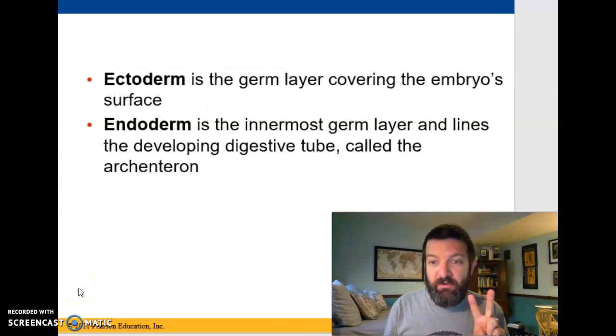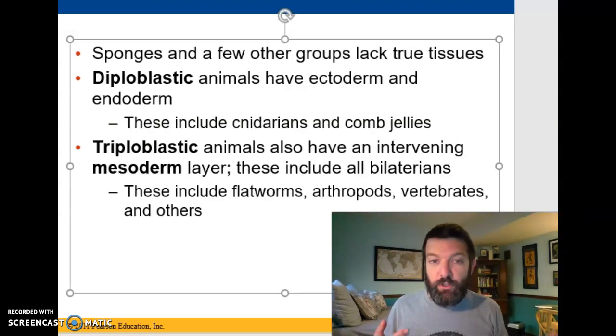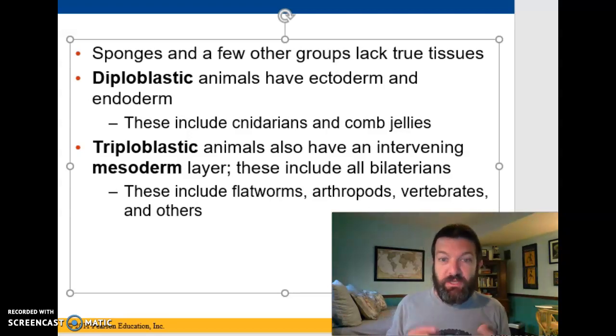And some animals only have two layers of germ tissue. We call these animals diploblasts, di for two, and diploblasts have endoderm, which is on the inside and forms the gut, and ectoderm, which covers the surface. Triploblastic organisms also have another type of germ tissue, and this is called mesoderm. And mesoderm is in the middle, hence the meso, and that forms, for instance, in us, muscle, bone, and blood, essentially.